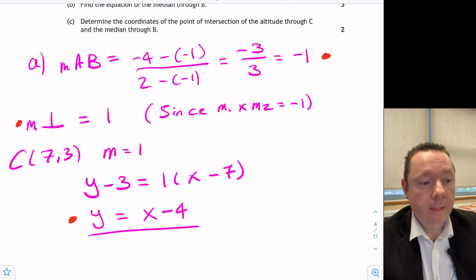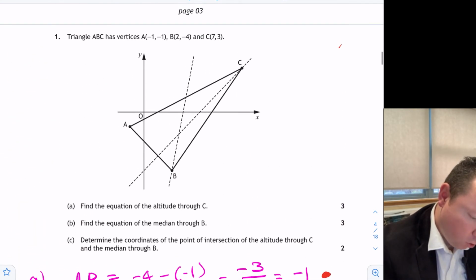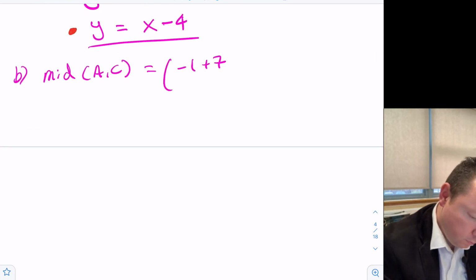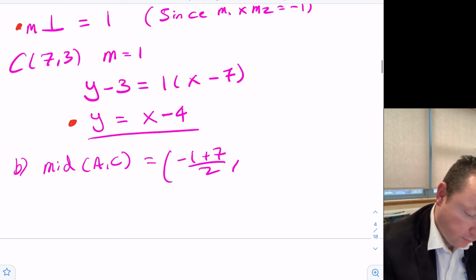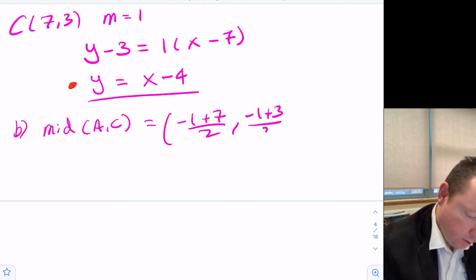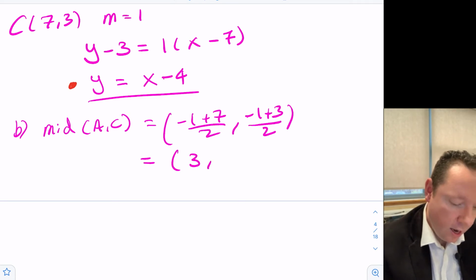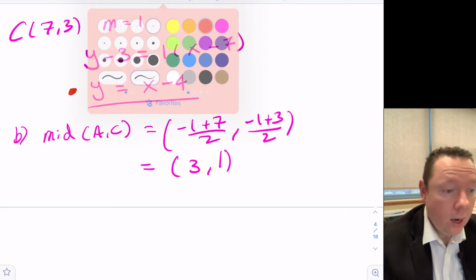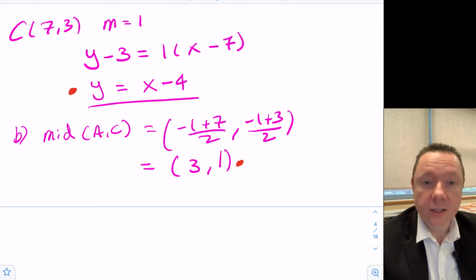Job done there. Part B, we need the midpoint of A and C. So looking at our numbers, we have got -1 and 7 divided by 2. And we've also got -1 and 3 divided by 2. Nice and easy to work out there. 6 divided by 2 is 3, and 2 divided by 2 is 1. And we're getting a mark there. So there's your next mark.